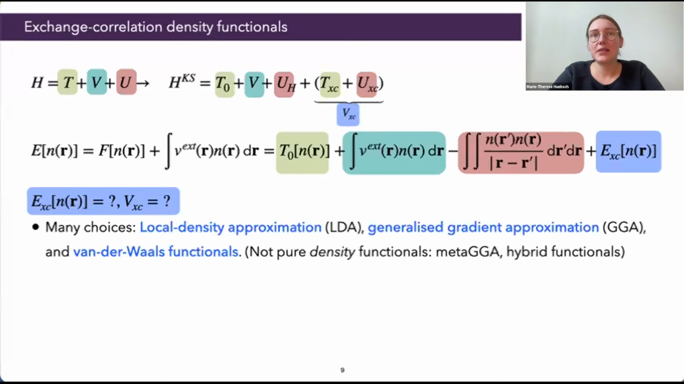There are basically three categories of exchange correlation density functionals: the local density approximation, LDA, where the exchange correlation functional only depends on the local charge density. Then the generalized gradient approximation, GGA, which additionally takes into account the gradient of the charge density, and van der Waals functionals that are important for materials, which show van der Waals forces, and they can be combined with GGA or LDA.